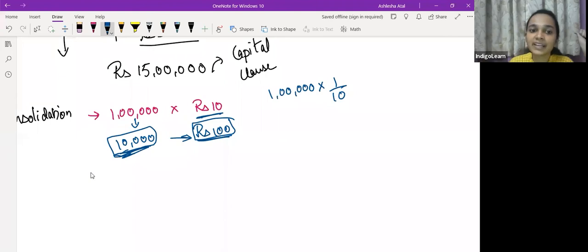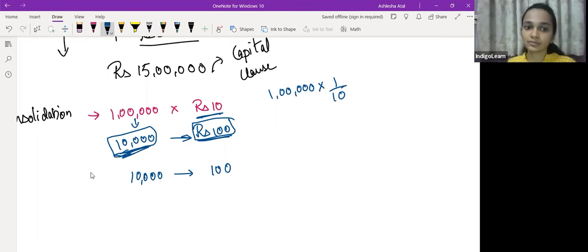So यहाँ पे भी there is a change which is happening in the capital because of consolidation. We have merged 10 shares into one. So अभी now the company has 10,000 shares of 100 rupees each, right? अभी कंपनी के पास 10,000 shares है of 100 rupees each. Yes, so this is also a change in the capital of the company.